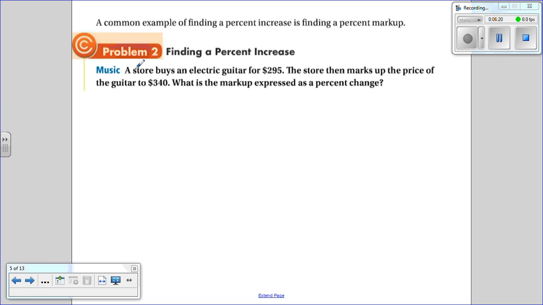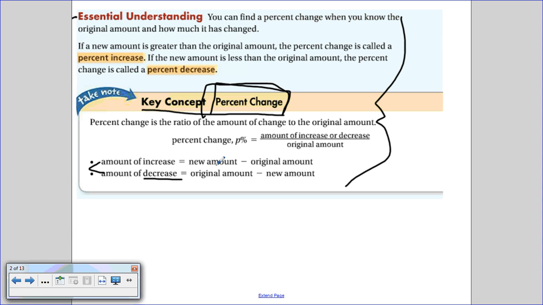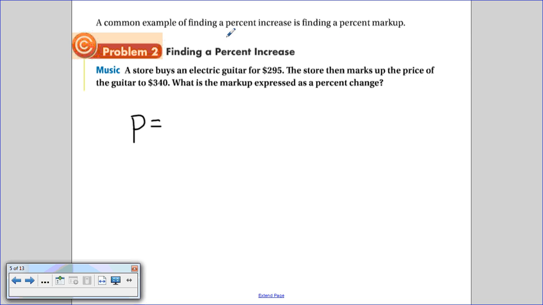Okay, another one. A store buys an electric guitar for $295. The store then marks up the price, so that's already telling us that it's an increase, to $340. What is the markup expressed as a percent change? So how much did it change? So they're already telling us that it's an increase. So with an increase, if we go back a couple of slides, we're taking the new amount minus the original amount. The new amount is $340. The original amount is $295.